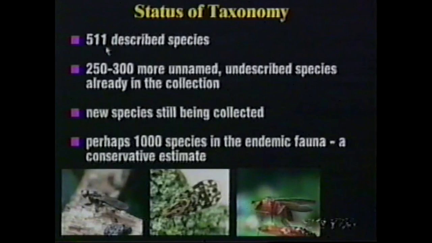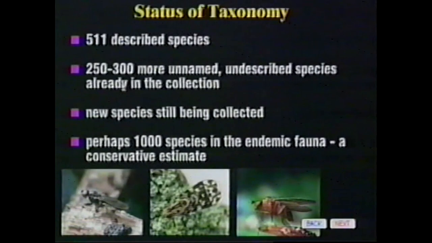The Hawaiian Drosophila at the present time is made up of 511 species that have been named and described. But we already have in the collection another 250 or 300 species that are unnamed and undescribed here at the University of Manoa campus. So there are more than 200 species that still need to be named and described. Every time we go out into the field, even to localities where we have sampled extensively, we're still collecting new species. My conservative estimate is that there may be as many as 1,000 species in the endemic Hawaiian Drosophila. These are species that are unique to the Hawaiian Islands.